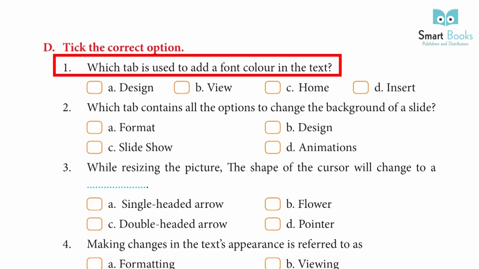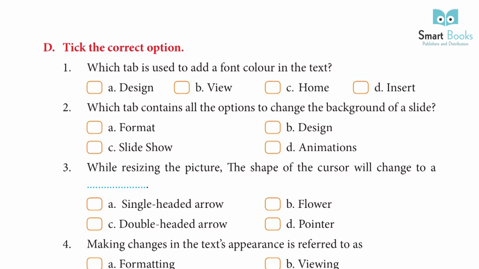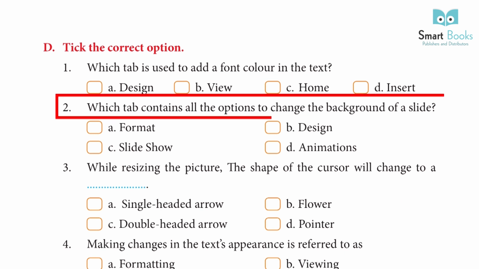1. Which tab is used to add a font color in the text? A. Design. B. View. C. Home. D. Insert. Answer: C. Home. 2. Which tab contains all the options to change the background of a slide?